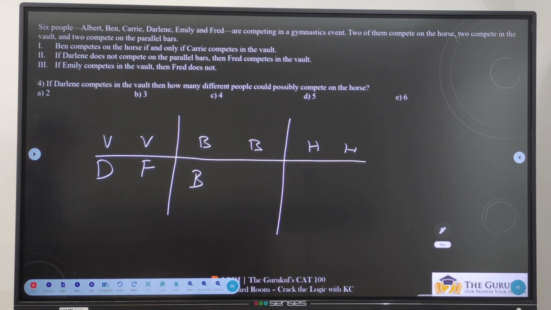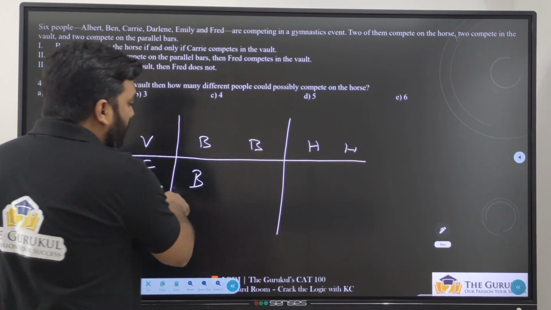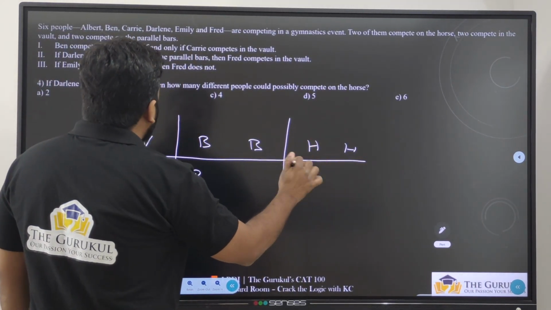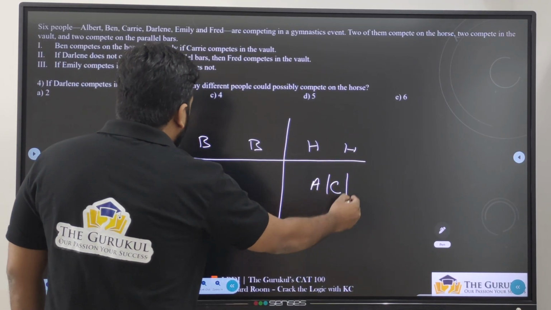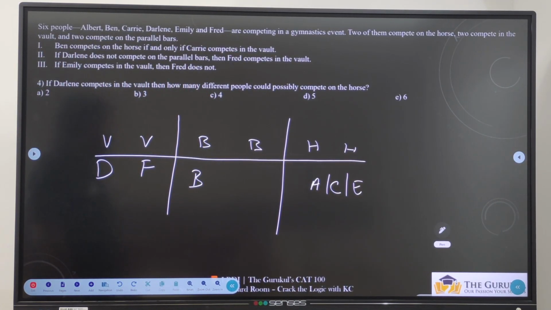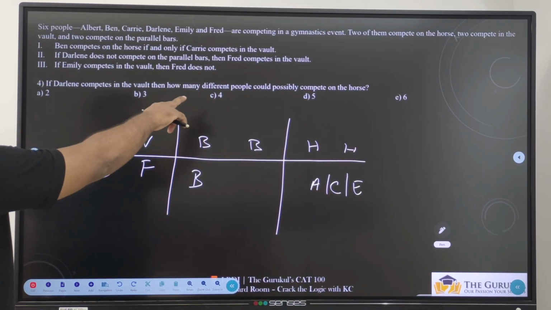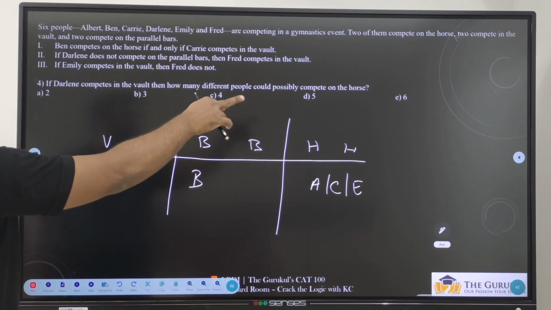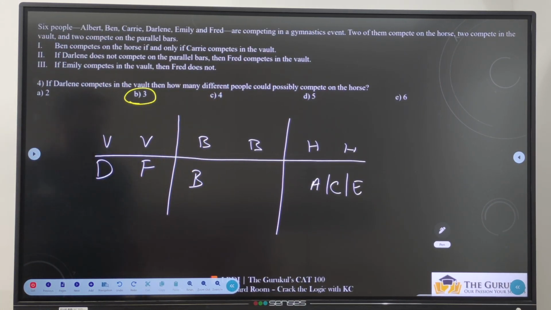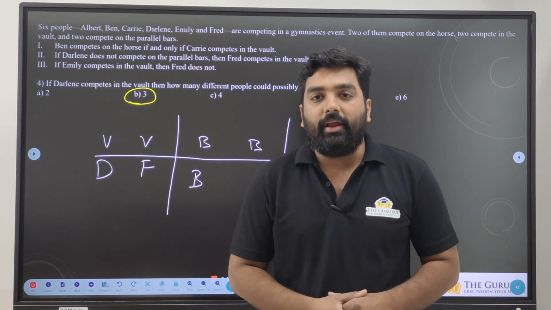Next, what we can do? So 3 people are already fixed. Now horse can be either E or C or A. Any of those 3 can come in horse, so we have 3 different possibilities. Either A or C or E. The question is talking about how many different people could possibly compete on the horse. So 3 different people can possibly compete in the horse. Perfect. So with this we'll end the set over here.